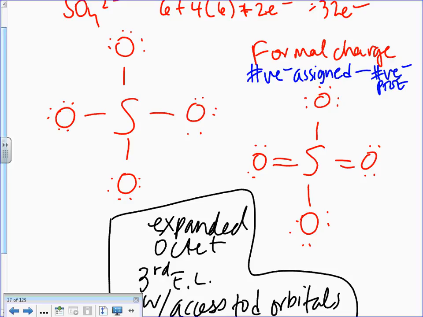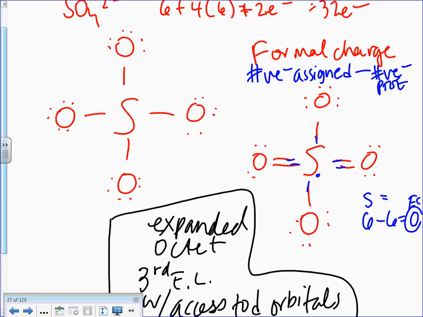So in this double bond, how many are assigned to sulfur? 2, because there are 4 total here, and half of them are assigned to sulfur. So 2, 1. So that's 3 so far, then 5. So it's 1, 2, 3, 4, 5, 6. So sulfur is assigned 6 in this model here. How many does sulfur have on the periodic table? 6. So 6 minus 6 is 0. Okay, so the formal charge of sulfur is 0 here. Okay, let's do that for this oxygen up here.